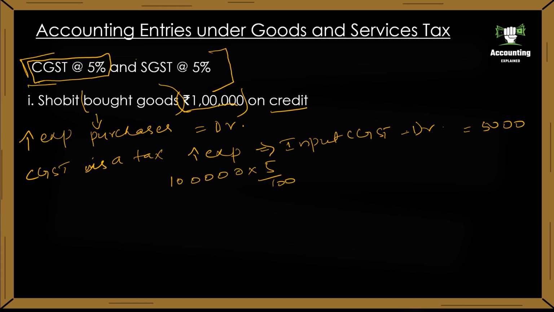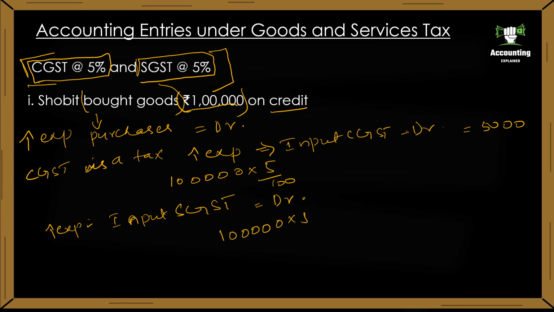Again, see here SGST at 5%. This is also called input SGST since we are paying it while buying goods. Input SGST is a tax, it is an increase in expense, therefore it has to be debited. Same thing, 1 lakh into 5 by 100 is 5,000. Debit.